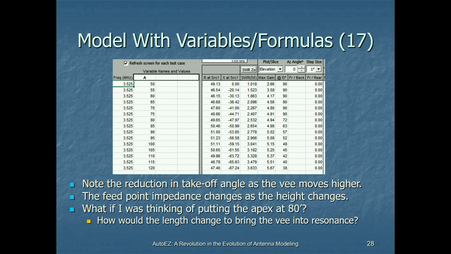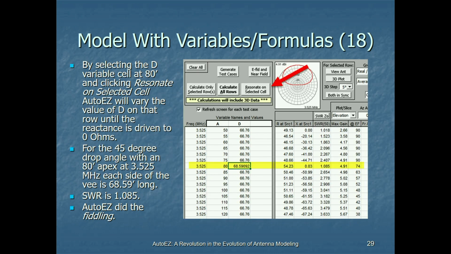What if I was thinking of putting the apex at 50 feet? Okay, now what would I have to do to change the length to bring that into resonance? So here I selected 3.525, the A variable is 80 feet, and the D variable, which I wasn't changing, but I included it here, is at 66.76 feet.